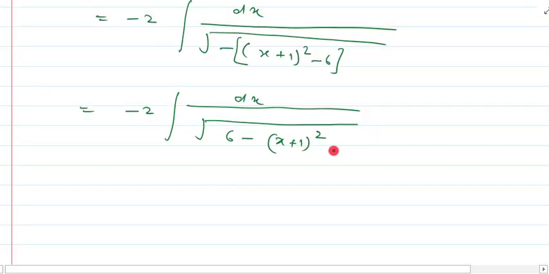So now if you remember which identity this is, let me write it again for you. It is the integration of dx upon square root of a square minus x square. There is no shortcut to remembering these results. The only way is to do the questions.